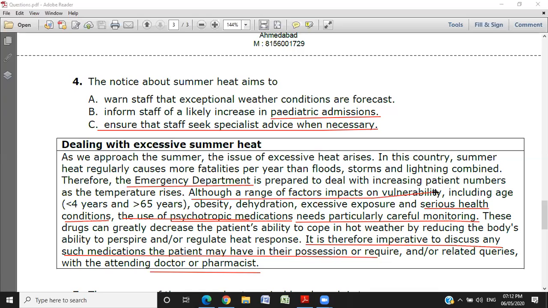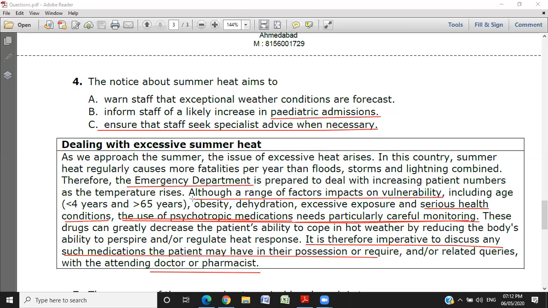with although, right? The writer is trying to say that this is not the main idea. So although a range of factors impact, these are all the factors that impact, but this particular text is not about other factors. It is mainly about the patients on psychotropic medication. So wherever you come across a sentence with although, the second part of although is very, very important.